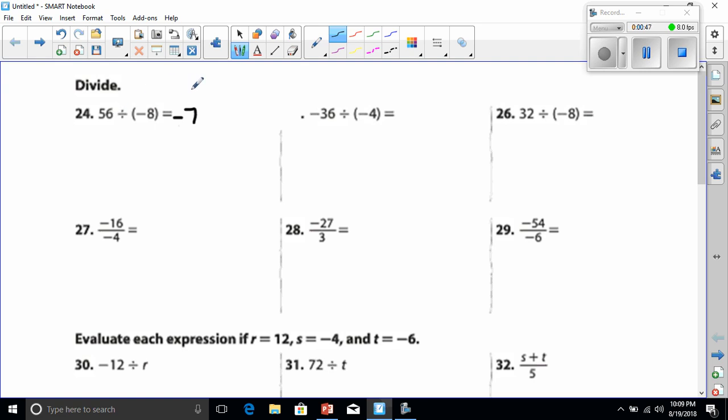Let's go over those rules again. Remember, a positive times a positive gives us a positive answer. A negative times a negative also gives us a positive answer. But a negative times a positive will give us a negative answer.